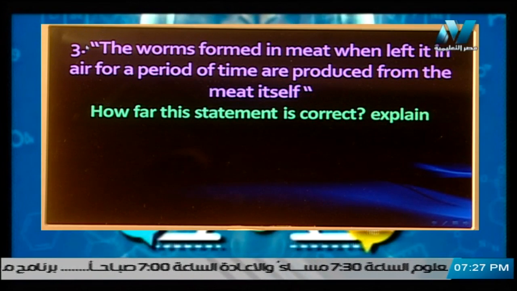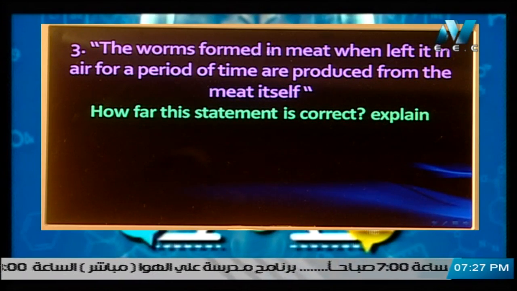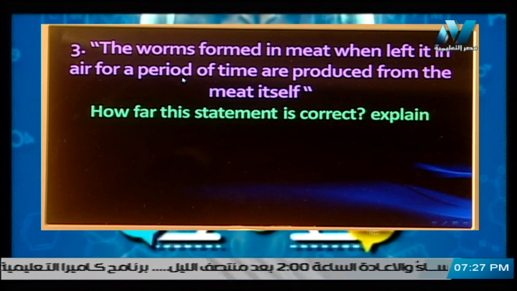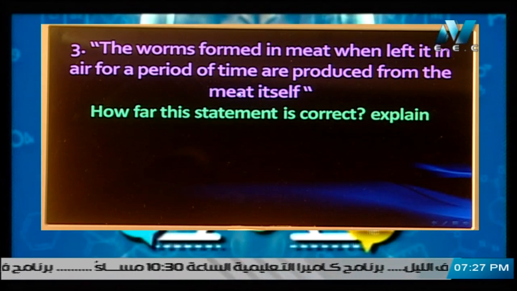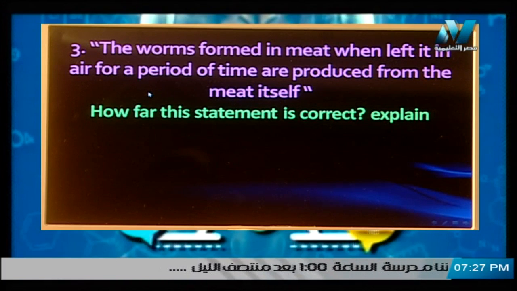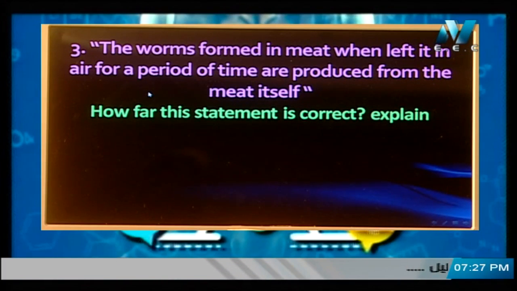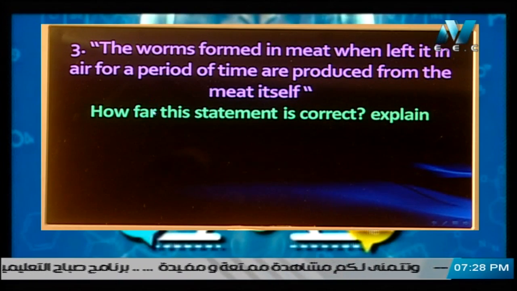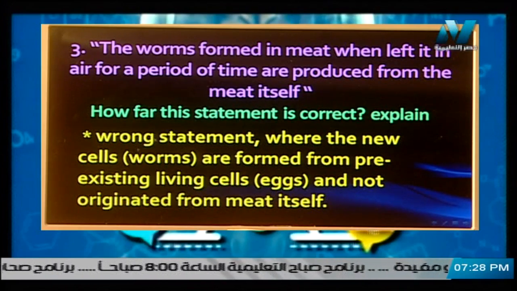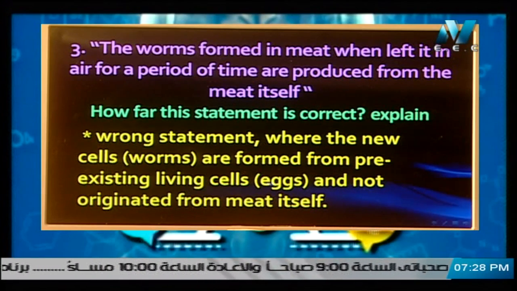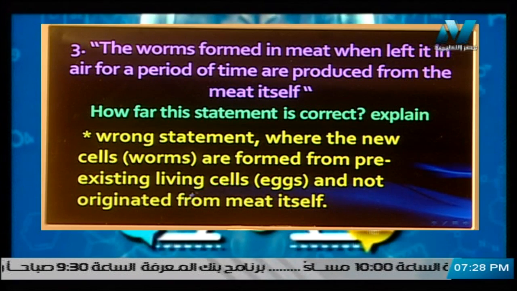Another question: the worms formed in the meat, okay, this is an example. When left in air for a period of time, they are produced from the meat itself. We saw a piece of meat, and we were surprised that when we left it in the air, new worms kept being produced. Do you think this statement is correct or wrong? Is the meat producing them? Of course it is a wrong statement, kids, because it is not possible for the meat to produce them. The fly must have laid an egg, and the egg hatched and started to give me the new worm.